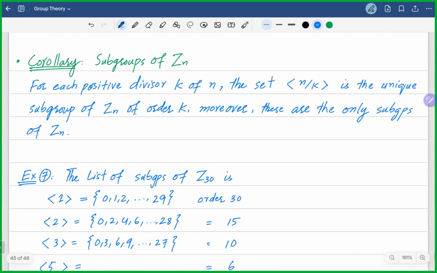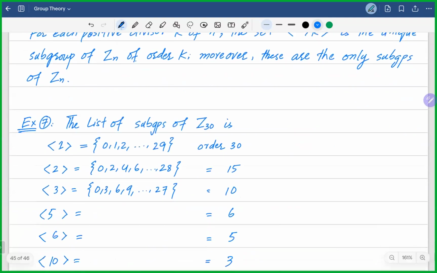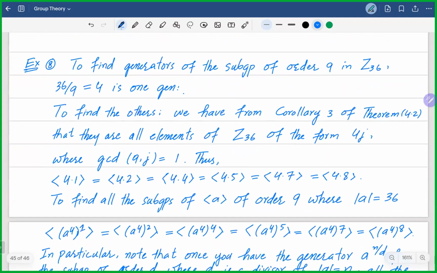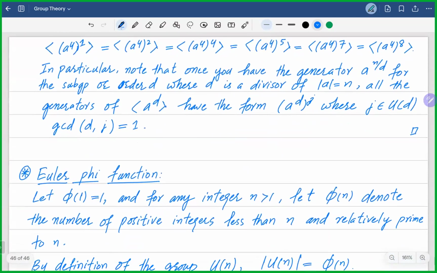The corollary actually said that for each positive divisor k of n, the set ⟨n/k⟩ is the unique subgroup of Zn of order k. And that we did here. And then if you want to find the generators of the subgroups of order n inside Zn, what you need is to find the quotient n over d, and then you need to do something like that.